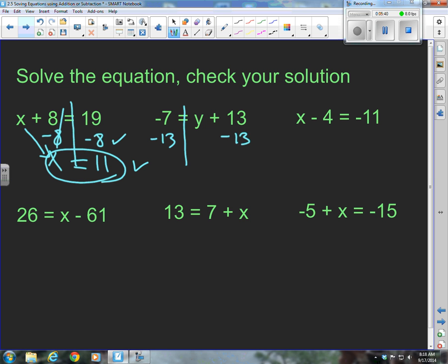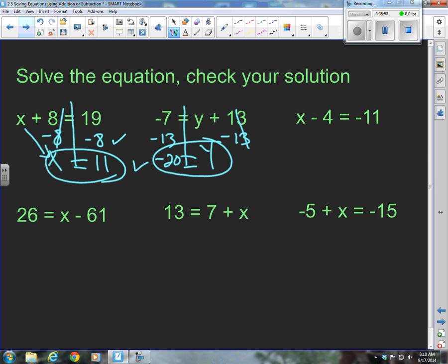Okay, so 13 minus 13 is 0. That cancels. What's left over here? Well, y is. And the equal sign is there. Now I've got a negative 7 plus a negative 13. Okay, negative 7, negative 13. That gives me negative 20. So y equals negative 20.